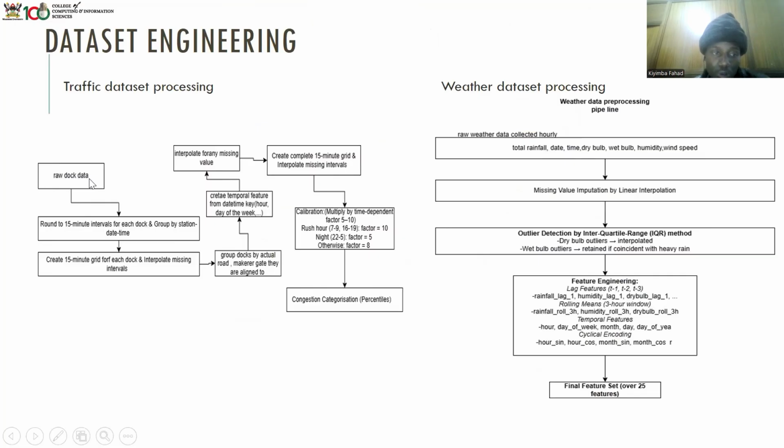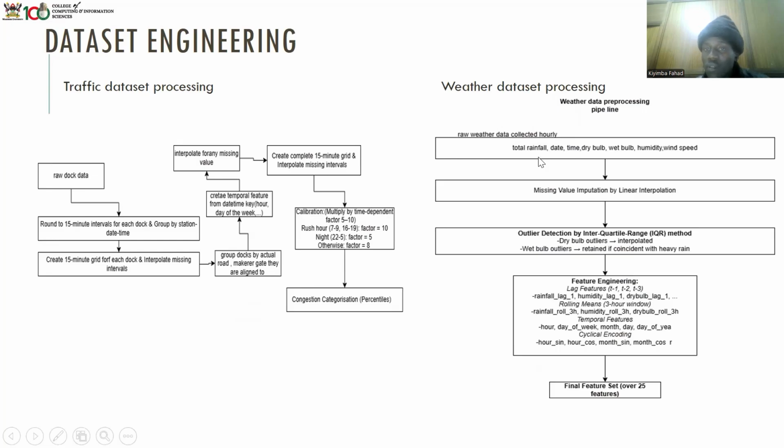So we got the raw data from the docs, rounded to a 15-minute interval, created a 15-minute grid for each doc, then grouped these docs by actual roads. We created temporal features, interpolated any missing values, created a complete 15-minute grid, made the calibrations very well, and finally came up with a condition categorization using percentiles.